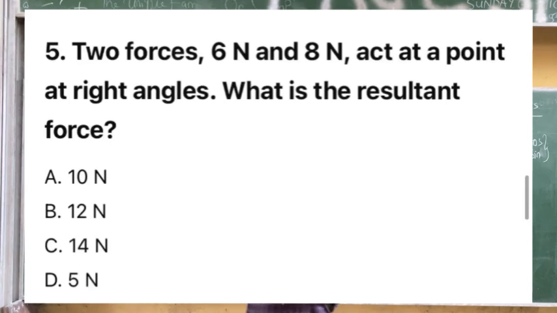Question 5. Two forces, 6 newtons and 8 newtons, act at a point at right angles. What is the resultant force?